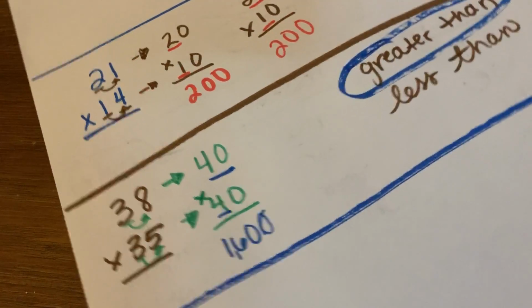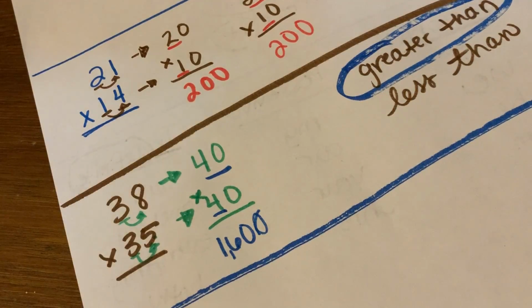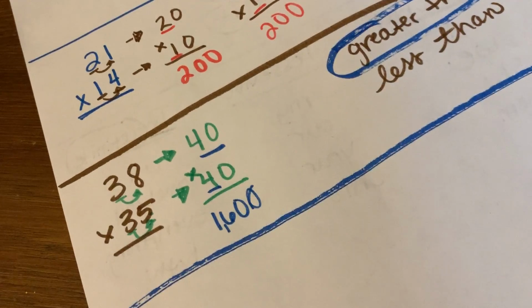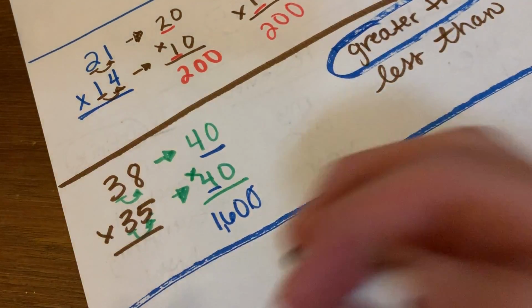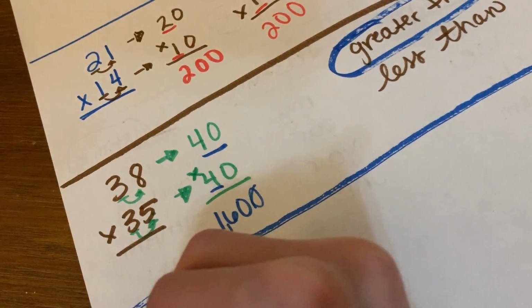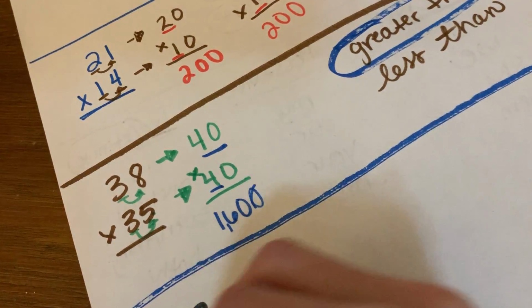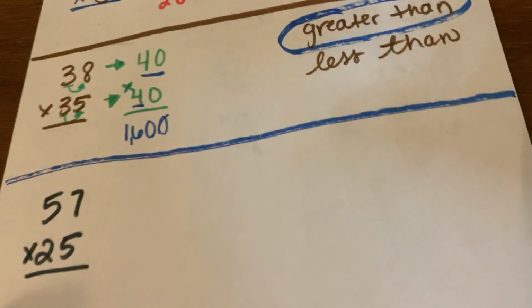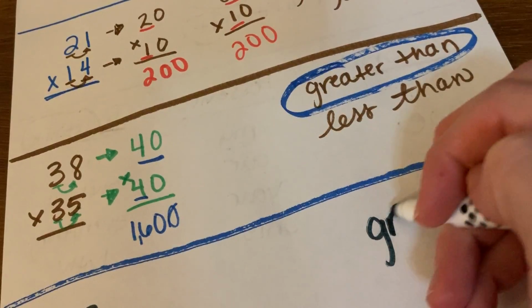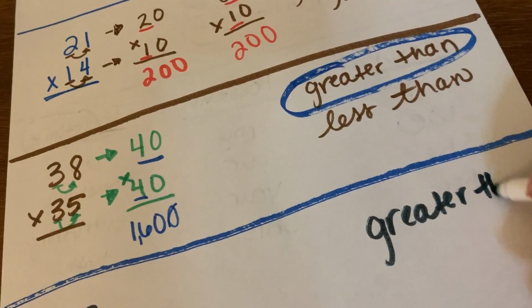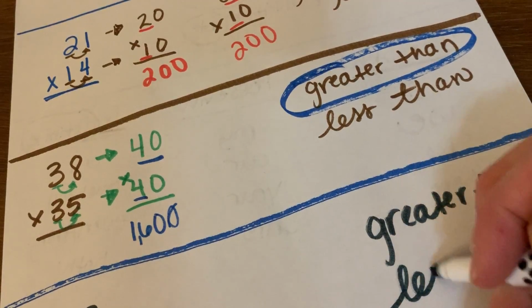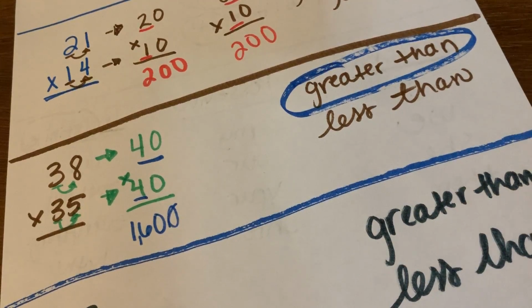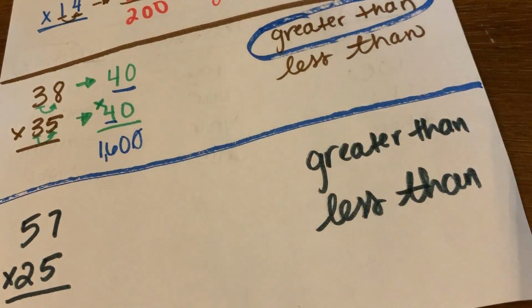All right, let's practice one more of these before we practice a word problem. Let's go ahead and practice the problem 57 times 25. Go ahead and do that and also determine whether or not it's greater than or less than the actual answer. Take some time to do that now.